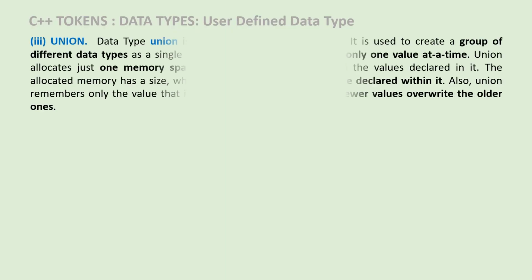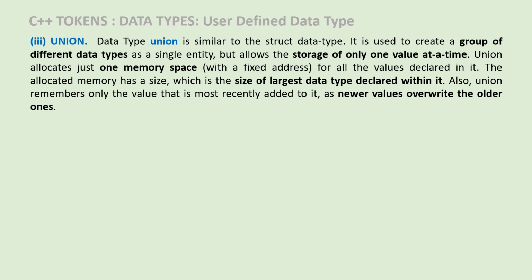Next is union. The user-defined data type union is similar to the struct data type. It is used to create a group of different data types as a single entity, but allows the storage of only one value at a time. Union allocates just one memory space, with a fixed address for all the values declared in it. The allocated memory has a size, which is the size of the largest data type declared within it. Also, union remembers only the value that is most recently added to it, as newer values overwrite the older ones.